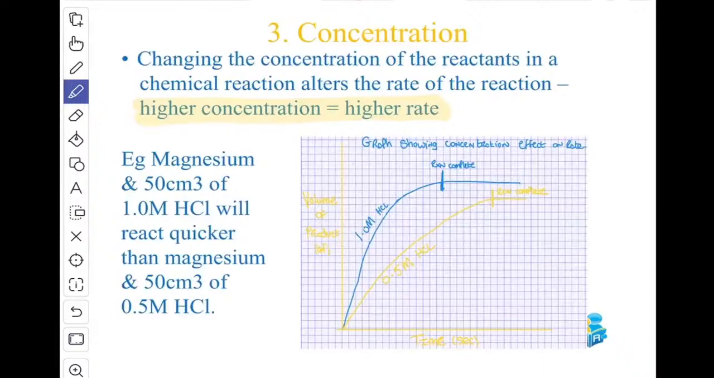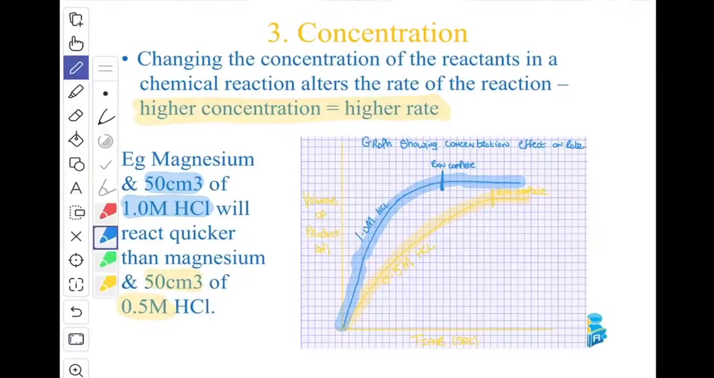So if we take a look here, we have 0.5 molar HCl, and we have 50 centimeters cubed of it reacting with magnesium. And you can see that it takes this yellow approach here, where if we have 50 centimeters cubed of 1 molar HCl, we can see that it is much steeper at the start, so the reaction is much quicker, and again it gets completed a lot quicker. So we can see that the 1 molar concentration gets completed much earlier than the 0.5 molar. So the higher the concentration, the quicker the reaction.